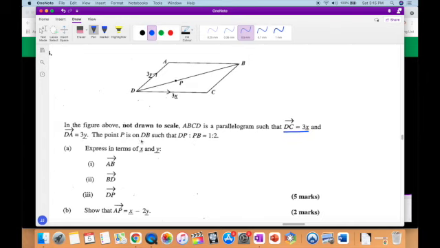The point P is on DB. So I see this is DB. And this is the point P, such that DP and PB is a ratio 1 to 2. That is interesting. DP and PB is a ratio 1 to 2.